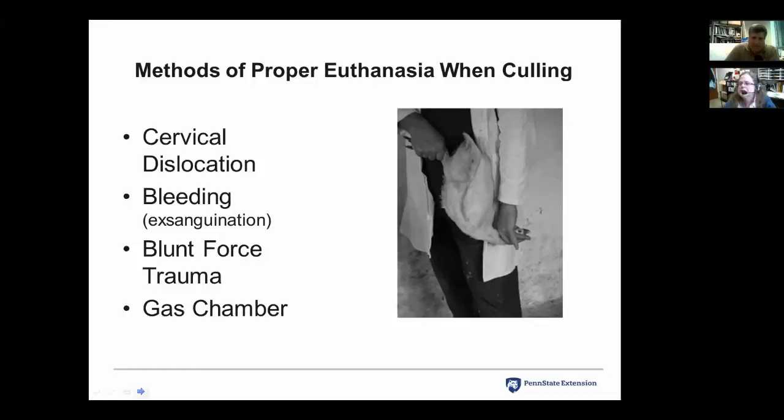Okay. Does anybody else have any questions so far on culling standards before we get into the culling methods?